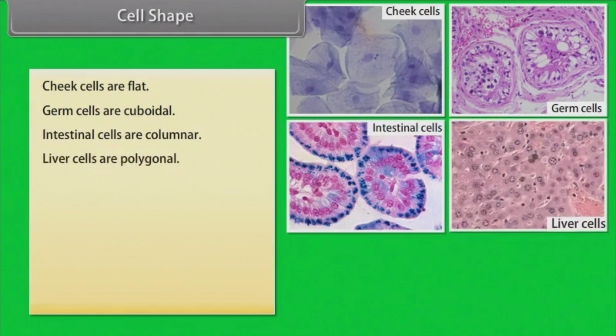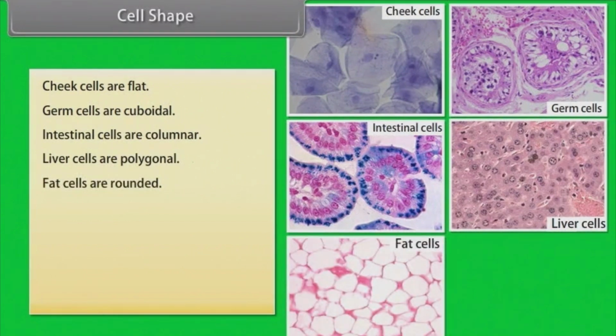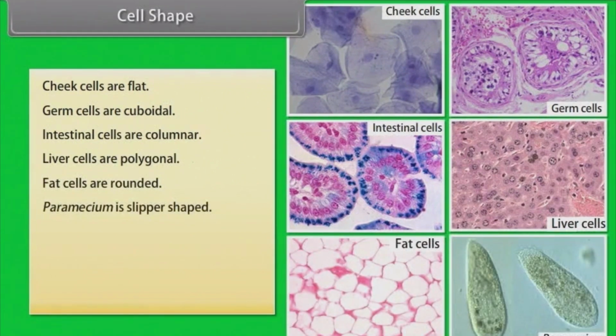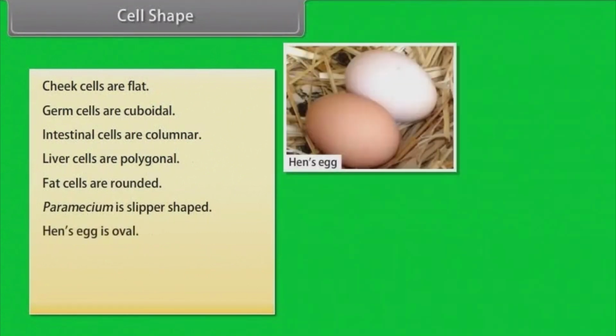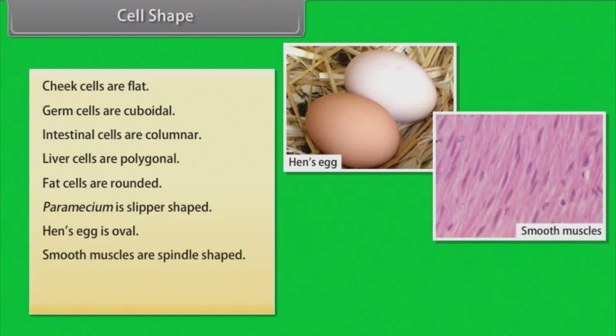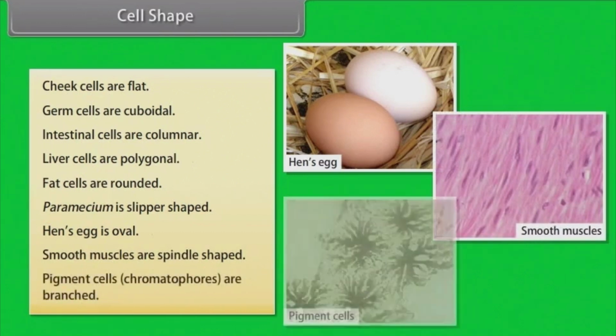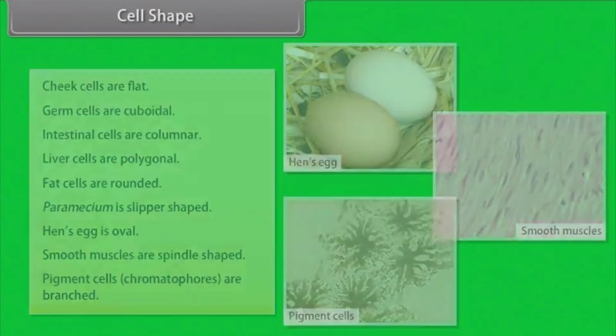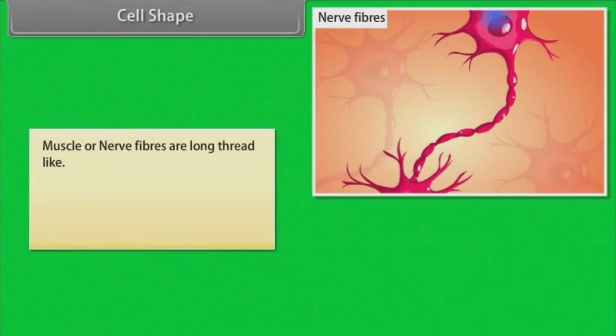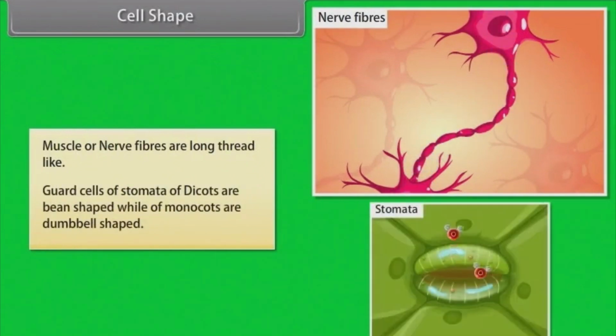Liver cells are polygonal. Fat cells are rounded. Paramecium is slipper-shaped. Egg is oval. Smooth muscles are spindle-shaped. Pigment cells, that is, chromatophores, are branched. Muscles or nerve fibers are long thread-like. Guard cells of stomata of dicots are bean-shaped, while of monocots are dumbbell-shaped.